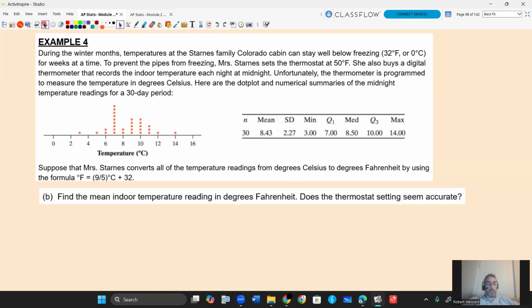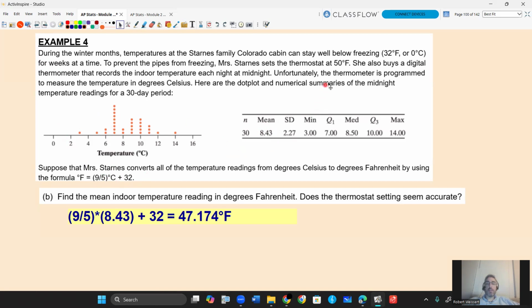Part B, find the mean indoor temperature reading for degrees Fahrenheit. Does the thermostat seem accurate? Well, with the mean, we add and subtract, we multiply and divide, we do all the operations. So we're really just plugging in the mean of our Celsius. So our mean is 8.43. We're going to plug that in for the degrees Celsius, and we're going to add 32. In your calculator, you get 47.174.